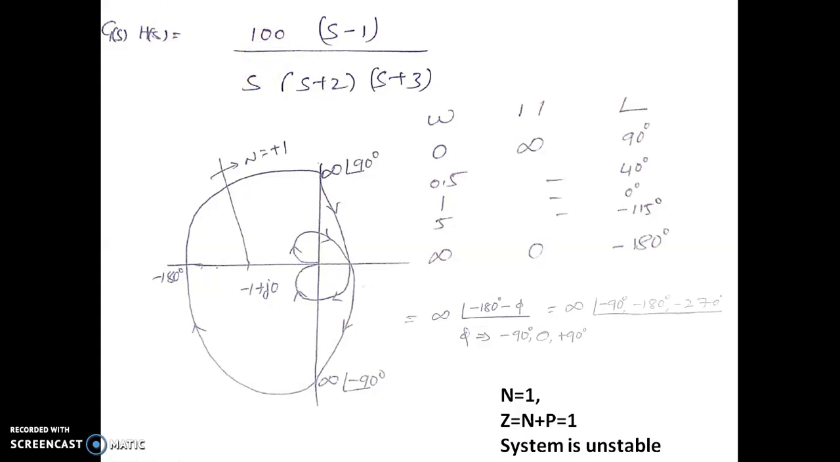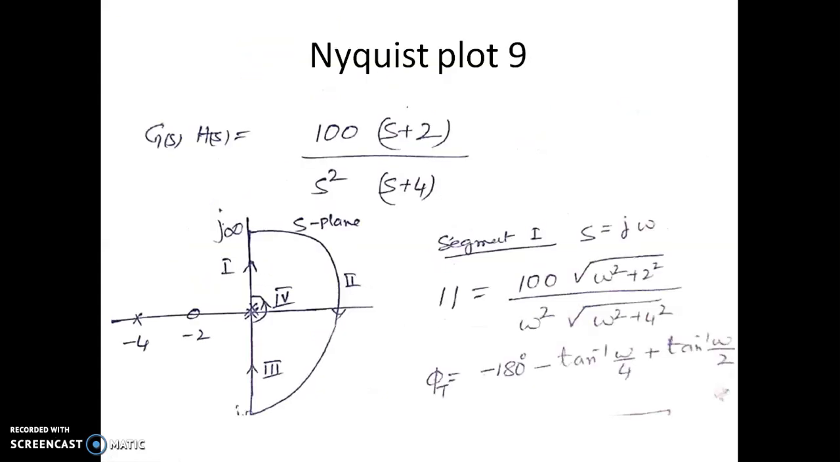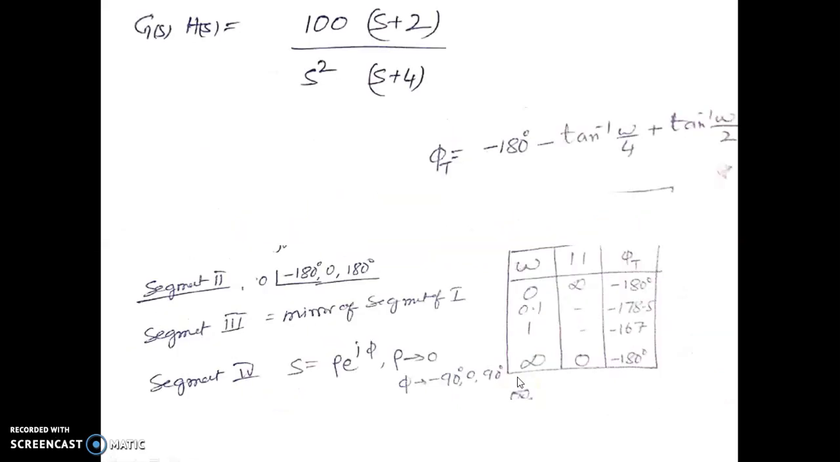So we'll move on to the next plot. You can see now this is a different transfer function, having repeating poles at the origin, a zero as well as a pole on the real axis. So this is segment 1, replacing s by j omega, magnitude and phase equations, fairly simple. And of course this is the overall phase equation. So this is minus 180 and so on. So this is how the phase is varying.